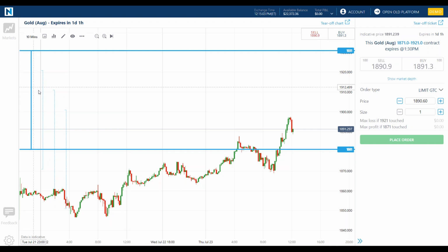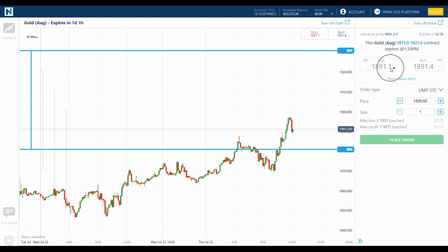Now, you notice as I clicked on each one of these knockout contracts, we got these big blue bars, one below and one above. That is the floor, the one below, 1881, and a ceiling, 1931. Okay. Now, what am I trading in a knockout? You'll see the indicative price on the order ticket. You'll even see it here on the chart, right around 1891.20.